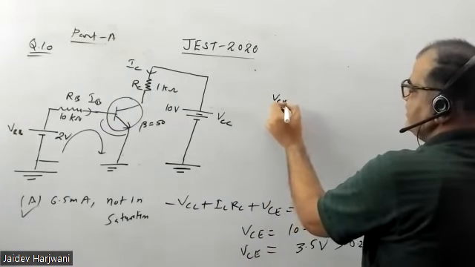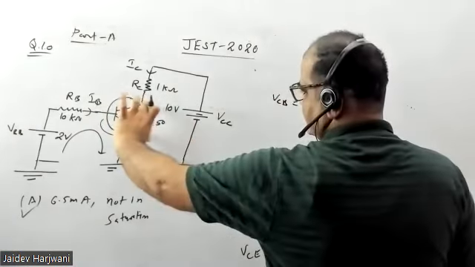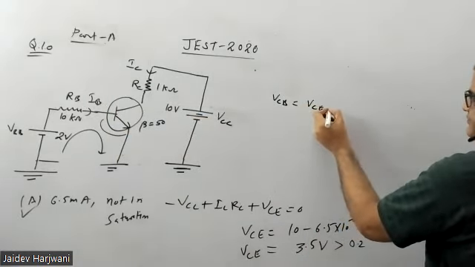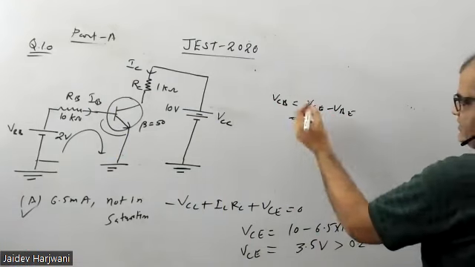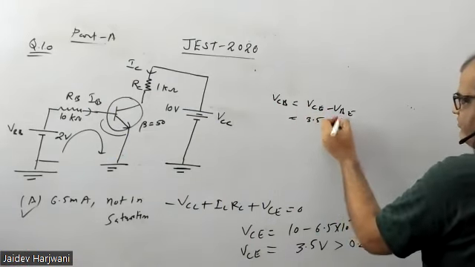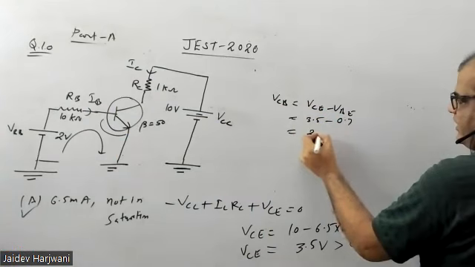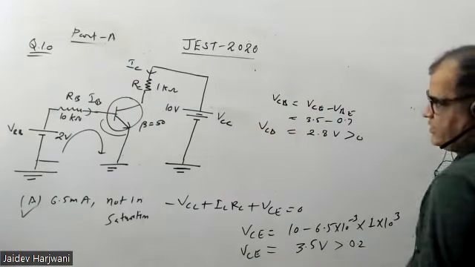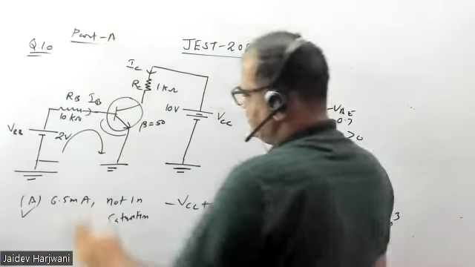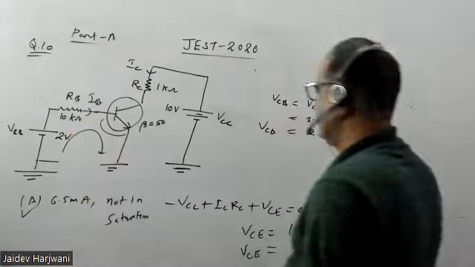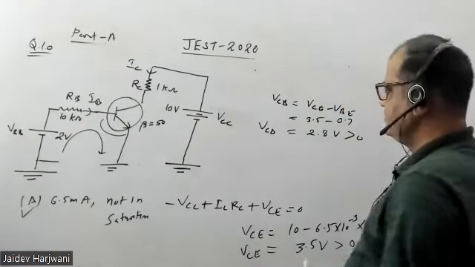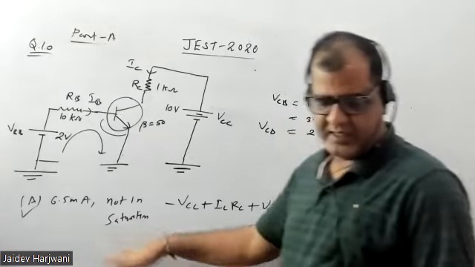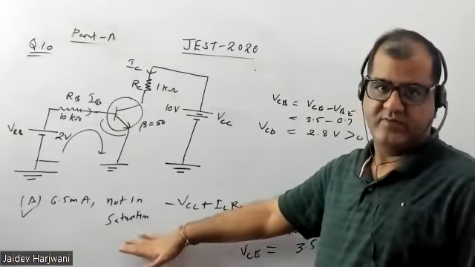So if I find VCB, it is nothing but VC minus VB. VC we already calculated as 3.5 volt, VB is 0.7, so this is 2.8 volt. So VCB is positive, and the base-emitter junction is forward biased. So this is already in the active region. So option A is the correct answer for this question.